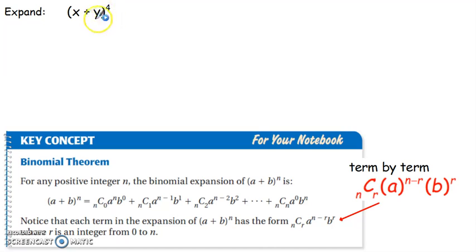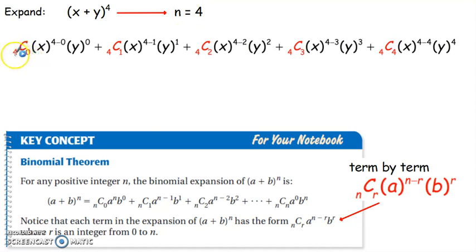x plus y to the fourth again. First thing to note is that n equals 4. And if that's the case, then we can set up each of the terms. I'm going to do 4C0, 4C1, 2, 3, and 4. I've got all my coefficients out in front, which I can find individually. I don't have to FOIL out and add like terms. That's just going to handle itself.